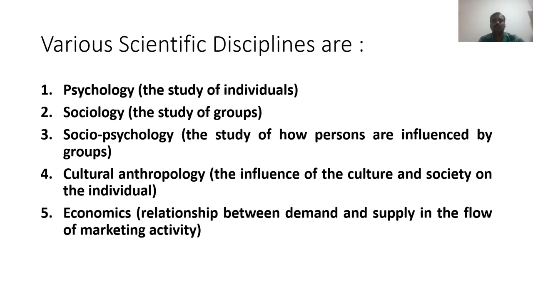The third one is socio-psychology. What is socio-psychology? It is the study of how a person is influenced by groups. As I said in the previous step, the study of groups is called sociology. Socio-psychology means how these social groups, family circles, friends, and relatives impact the buying behavior and buying pattern of the consumer. The study of socio-psychology is very important to understand consumer behavior.